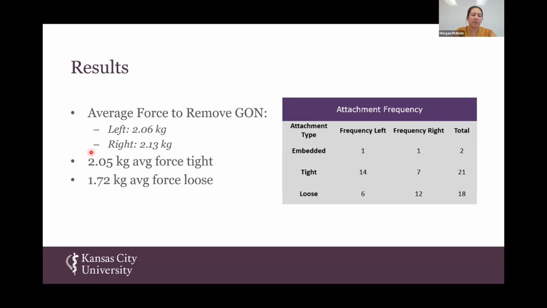The interesting part though, when we took the average for all 21 of the tight nerves, we had 2.05 kilograms as the average force to remove the nerve from the muscle. When we took the average for all of the loose, we had 1.72 kilograms to remove the nerve from the muscle. So this I thought was interesting, and it validated our classification, the more objective one, having numbers to back up that, okay, yes, this was tight, this was loose. So that was an interesting finding.